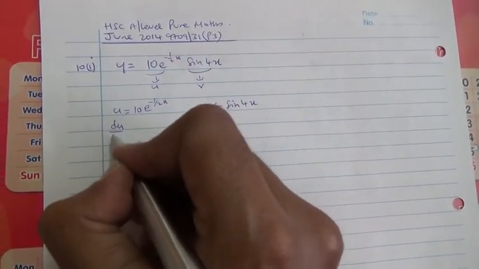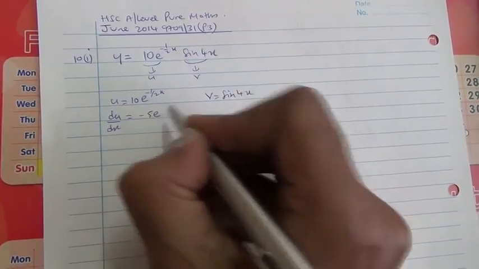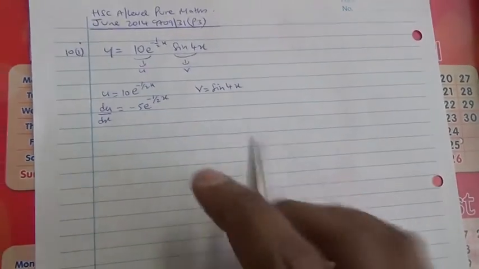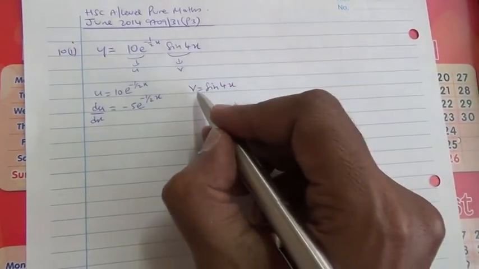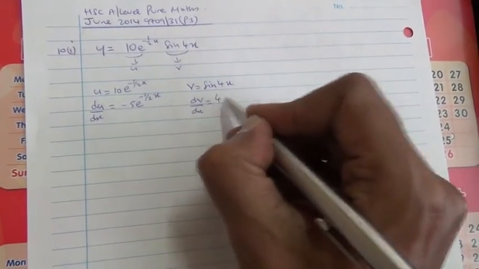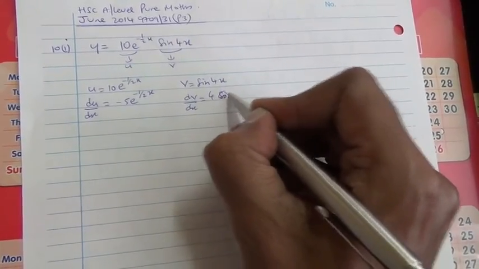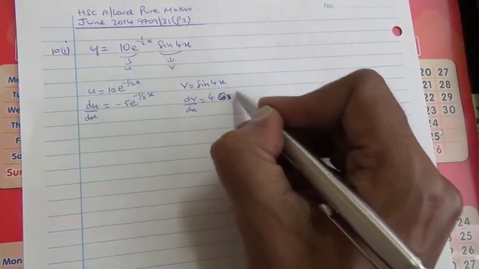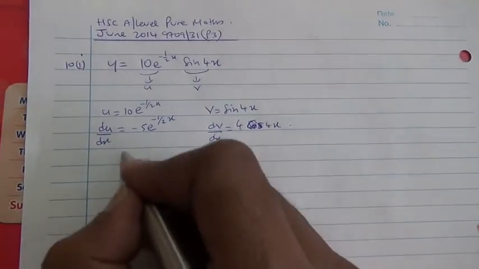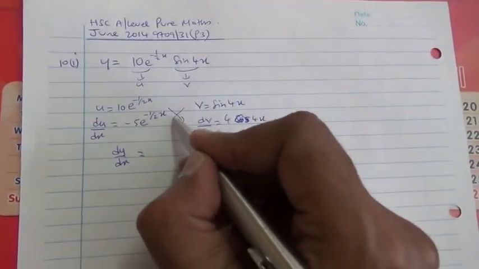Differentiate this, you're going to get du by dx is equal to minus half times 10, which is minus 5 e to the power minus half x, and dv by dx is going to be 4 cos of 4x, since when you differentiate sine you get cos. Now to find dy by dx, we're going to say u dv by dx plus v du by dx.